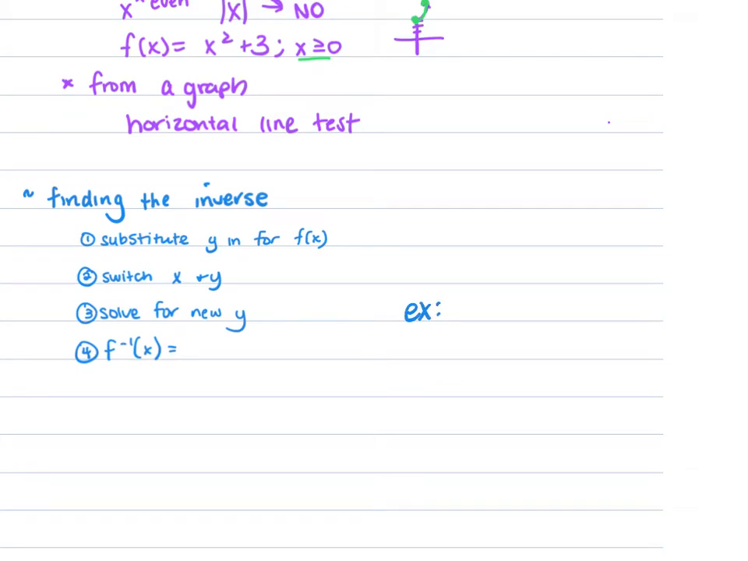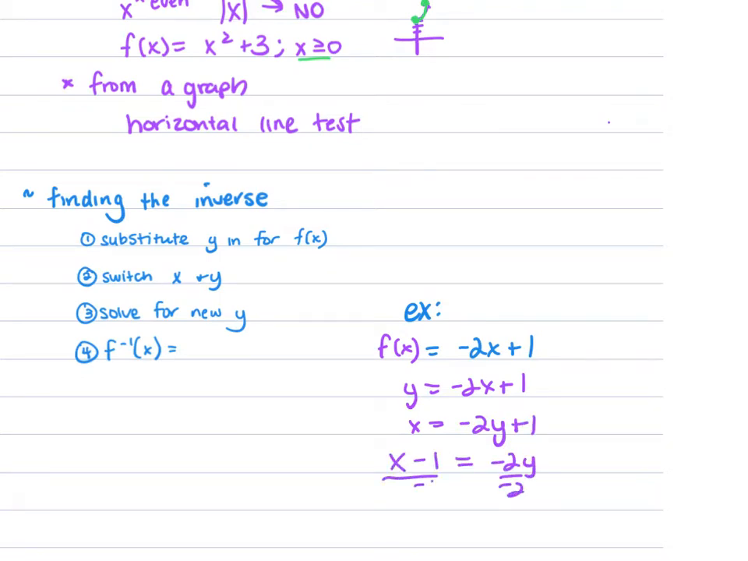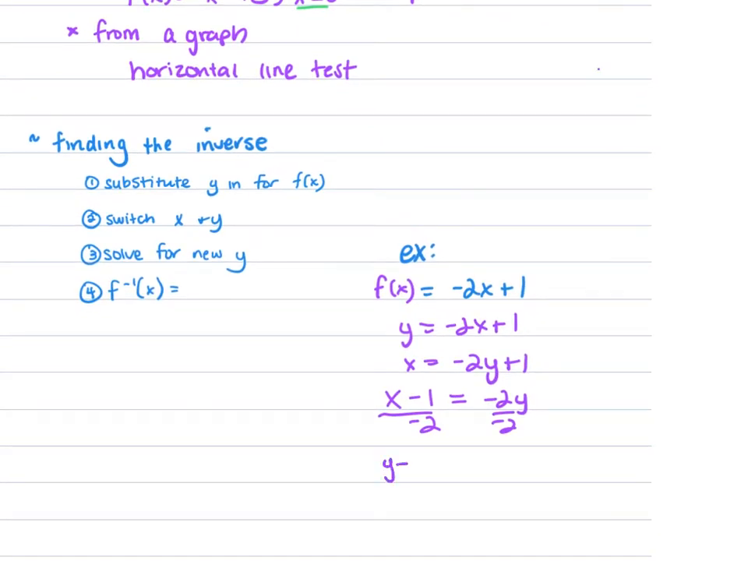So if I had an example, if it said y equals negative 2x plus 1, it would say f of x equals, and I would start by making that y. I would switch the positions of the x and the y, solve for the new y, and I would get y equals x minus 1 over negative 2, or f negative 1 of x equals x minus 1 over negative 2, which can also be written as negative x over 2 plus 1/2. So both of these would be fine. If it's multiple choice, obviously you'll see one or the other.